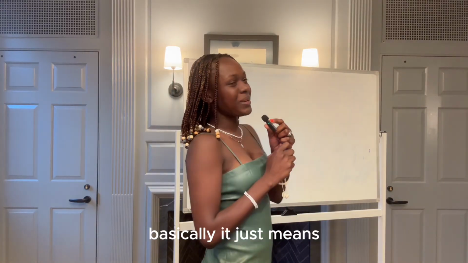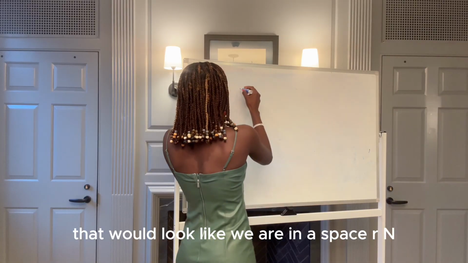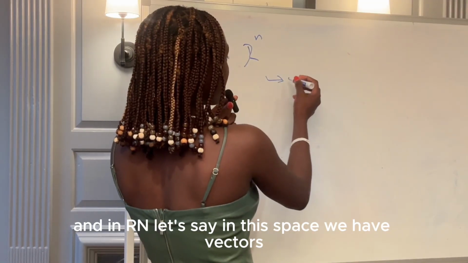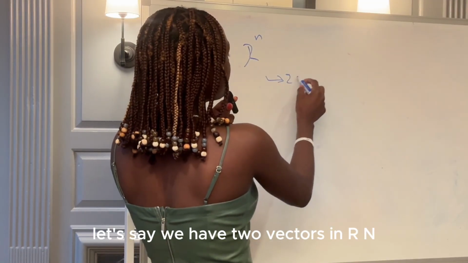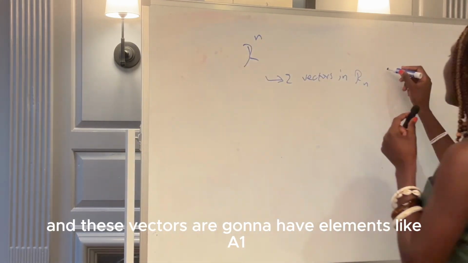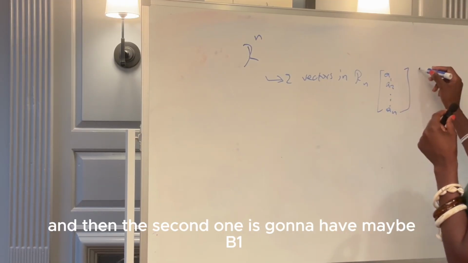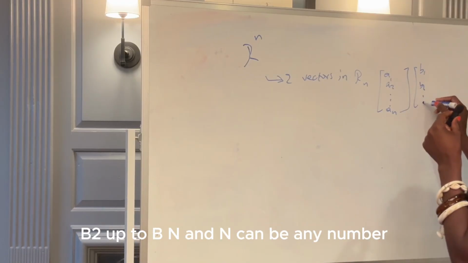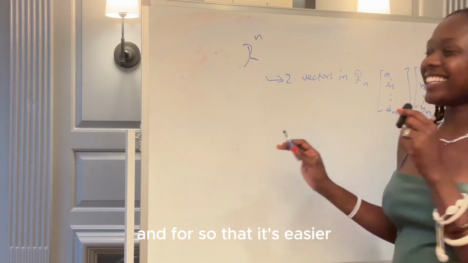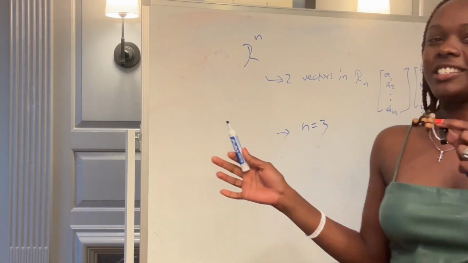Linear independency basically entails something like this: we are in a space Rn, and in this space we have vectors. Let's say we have two vectors in Rn, and these vectors are going to have elements like a1, a2, all the way to an, and the second one is going to have maybe b1, b2 up to bn, and n can be any number. So that it's easier, I'm just going to say that n is equal to 3. So now we are in R3.